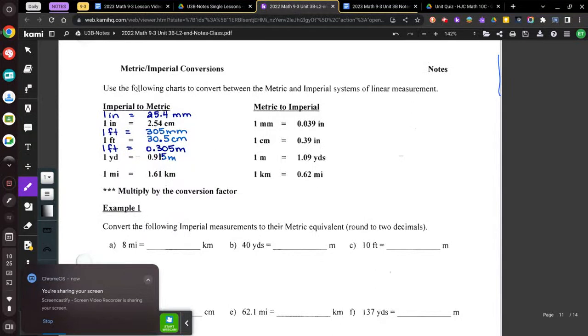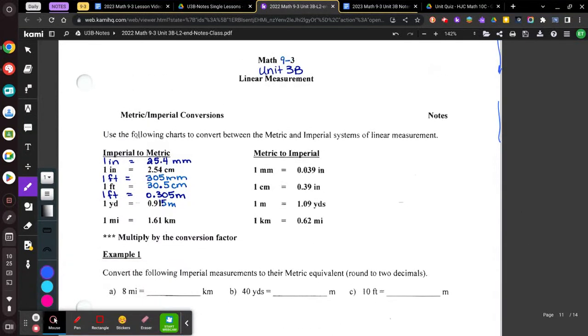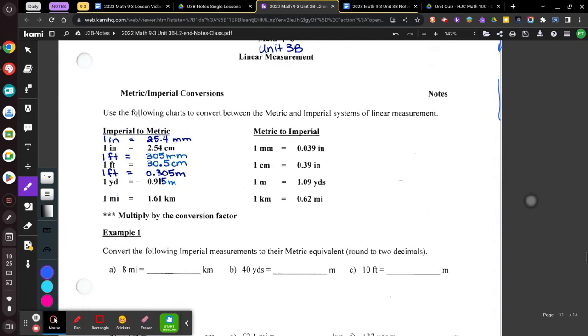Okay, we are taking a look at metric conversions in between the systems here. So we are taking a look at going miles to kilometers, yards to meters, and those types of things. When we're using these two charts, so these are two different charts, when we're using them, we're always multiplying. So that's something we need to write here.